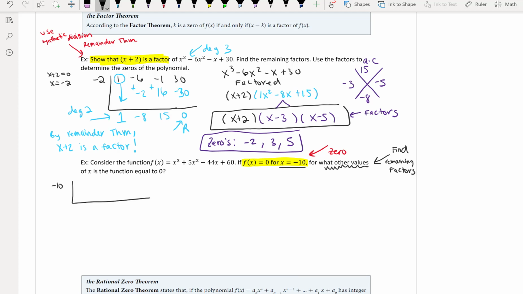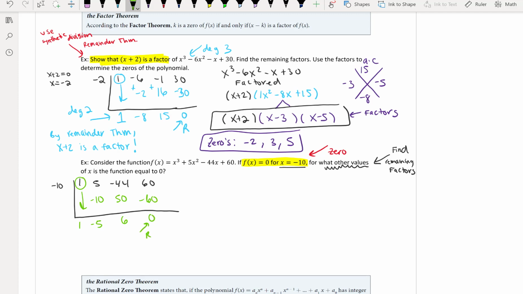Okay, so I'm going to have my coefficients. So I have 1, I have a plus 5, a negative 44, and a plus 60. Okay. So now, when I drop this down, I'm going to have 1 times negative 10 is negative 10, plus 5 is negative 5. Negative 5 times negative 10 is a positive 50. 50 plus negative 44 is 6. 6 times negative 10 is negative 60, and I have a 0.